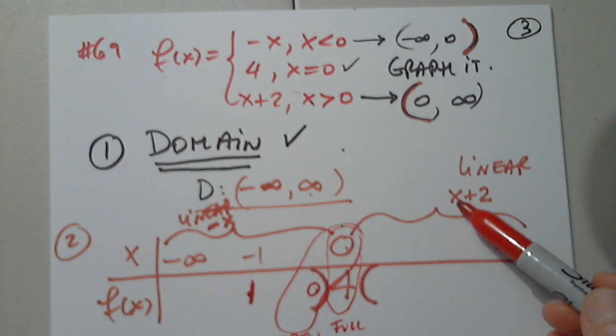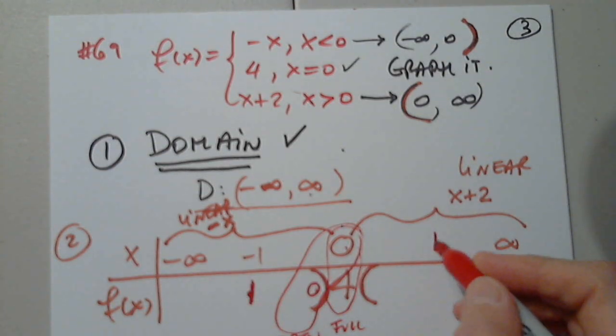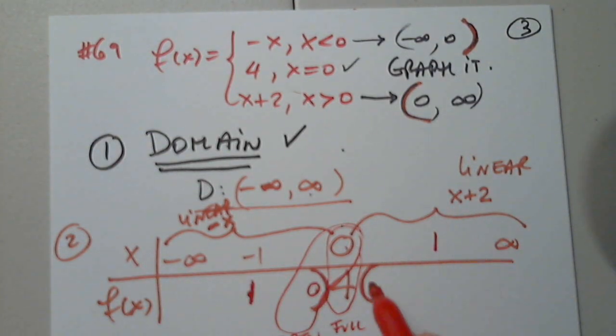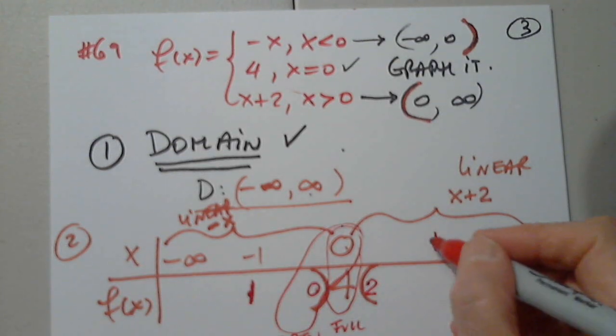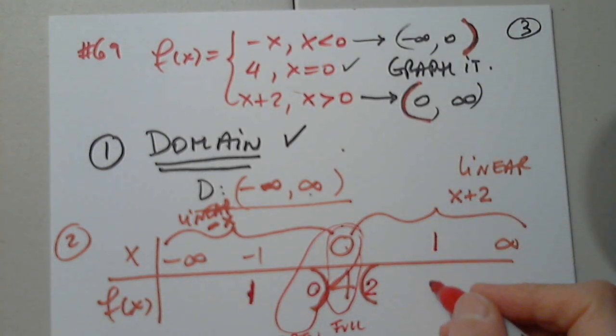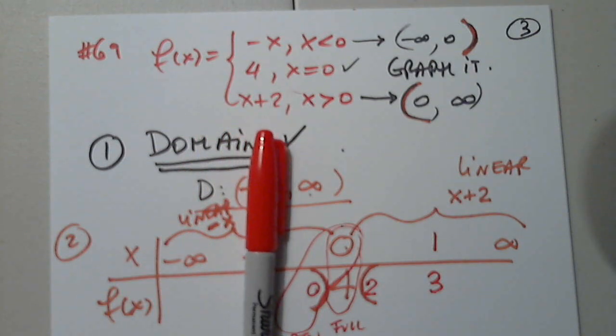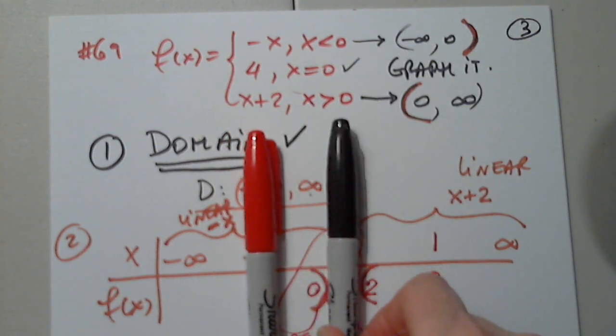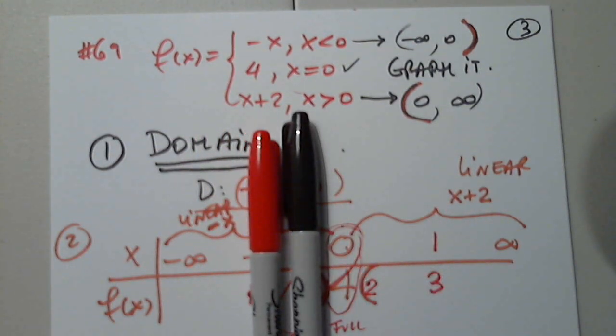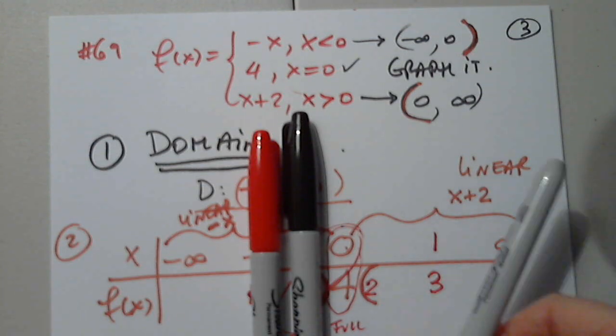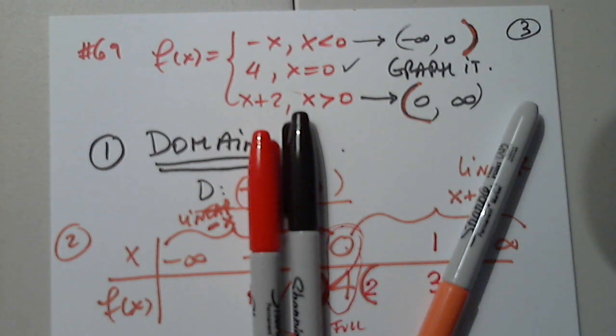So now let's plug in 0 here and also 1. Plug in 0 and tell me what you get. 2. Very good. Please plug in 1 and tell me what you get. 3. Excellent. Please understand that these are 3 separate branches. I'm going to use red for the first one, black for the middle one, and I'm going to use whatever this is for the right one.